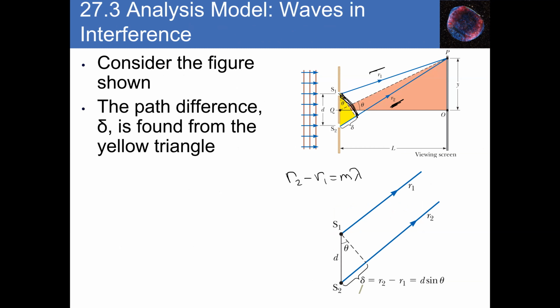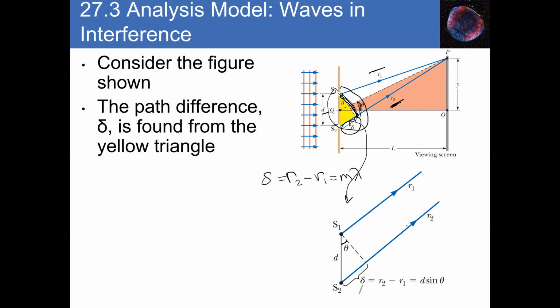So this line over here represents the extra distance that it has to travel. We call this delta, the path length difference, which is R2 minus R1. But you can see there's a triangle where, from slit 1 to the other slit, there's this distance D between them. If I blow it out like this, D becomes the hypotenuse of this triangle, and I also have theta here, which is the angular position of that point P relative to the central line.